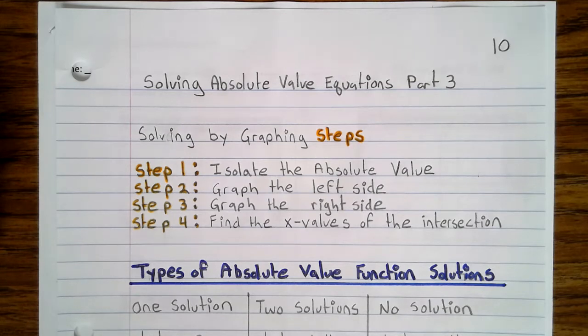Step 1, isolate the absolute value. Step 2, graph the left side. Step 3, graph the right side. Step 4, find the x values of the intersection.